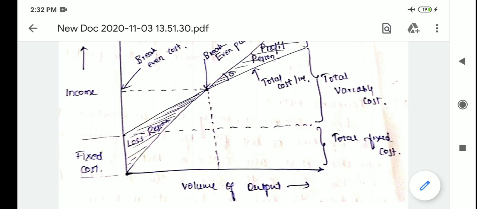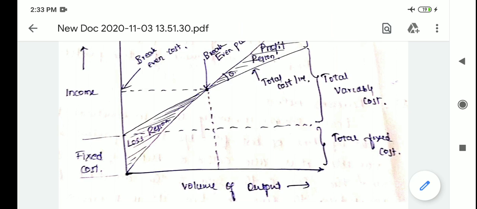The third assumption is that cost can be divided into two categories, the fixed cost and the variable cost. The fourth is that the production and the sales quantities are equal. That is, there is no inventory. And the last one is that no other factor will influence the cost except the quantity of the output. These are the assumptions.